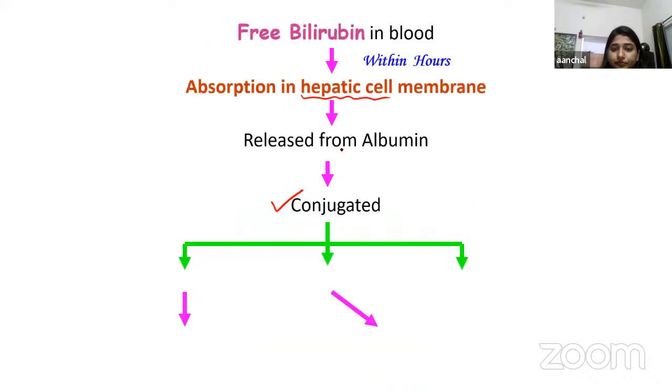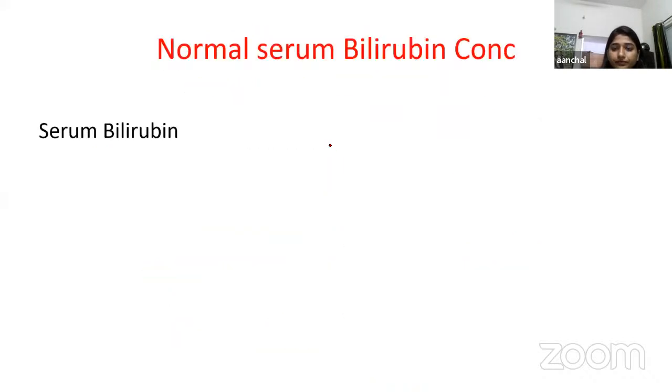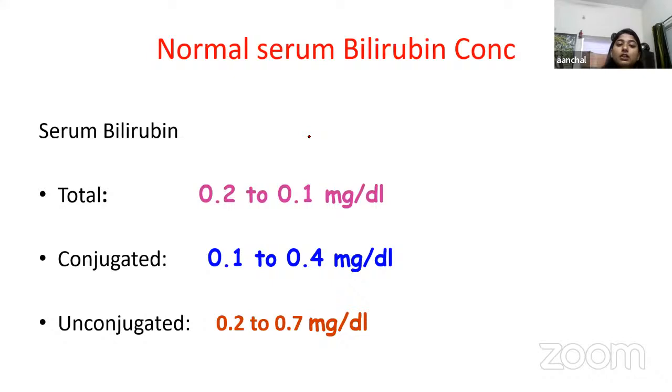Now, the normal serum bilirubin concentration. Total is 0.2 to 1.0 mg per deciliter, conjugated is 0.1 to 0.4 mg per deciliter, and unconjugated is 0.2 to 0.7 mg per deciliter. Okay, this is about the normal range of serum bilirubin level.